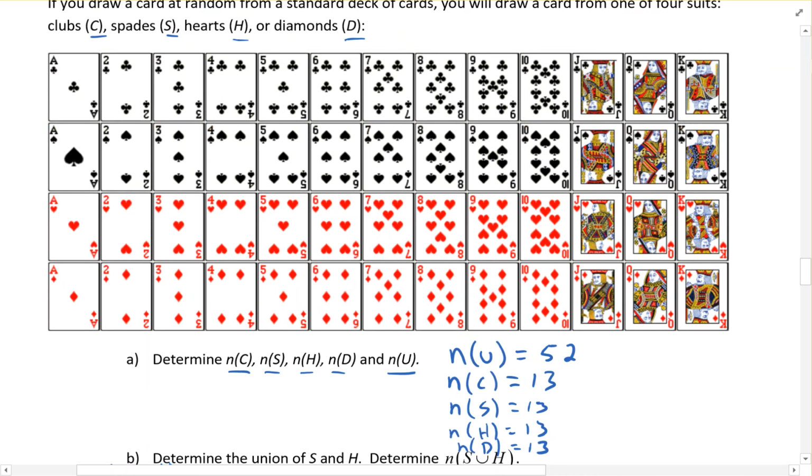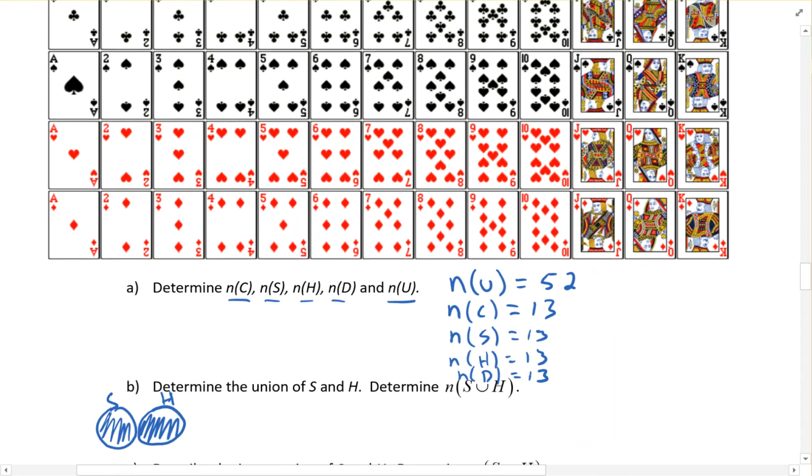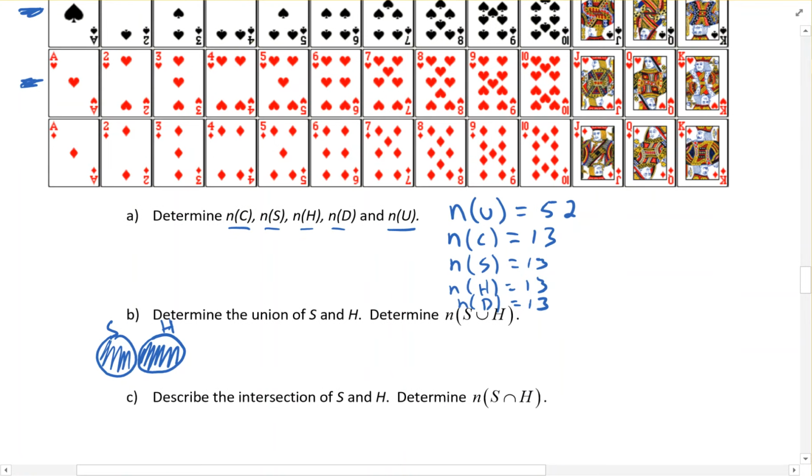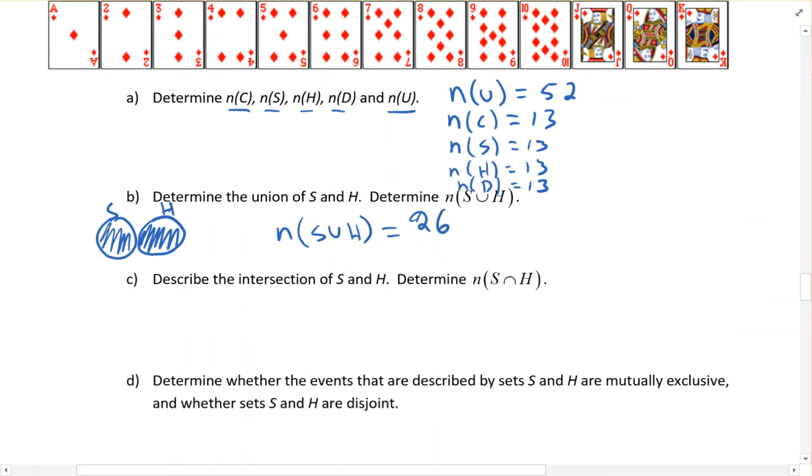So that's going to be this entire row of, what was it, spades? So all of these and all of these. I'm not going to write them all out because I'm kind of lazy right now, but let's just say it's all of those. So the number of elements of S union H, well, that's just going to be 13 times 2, so 26. Describe the intersection of S and H.